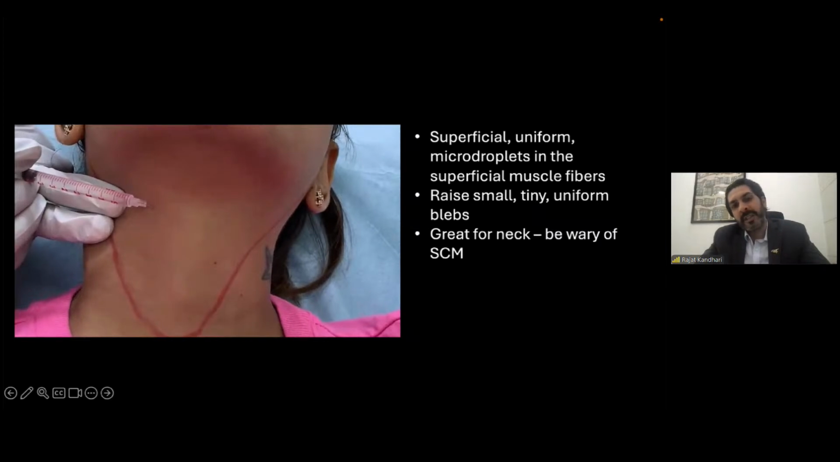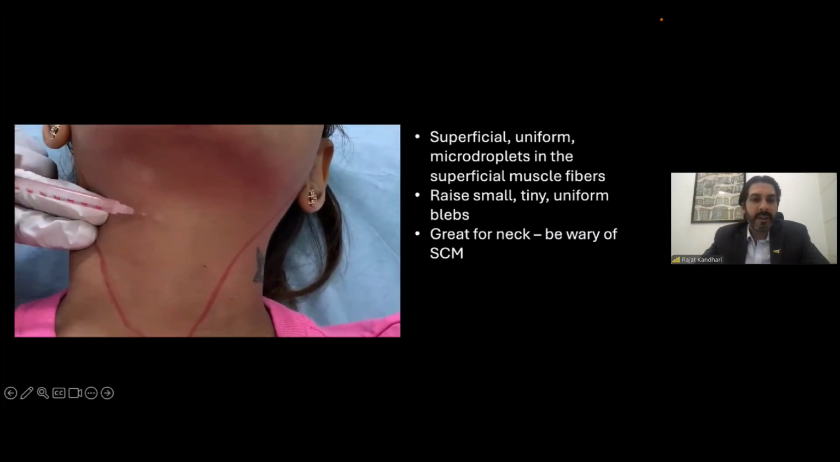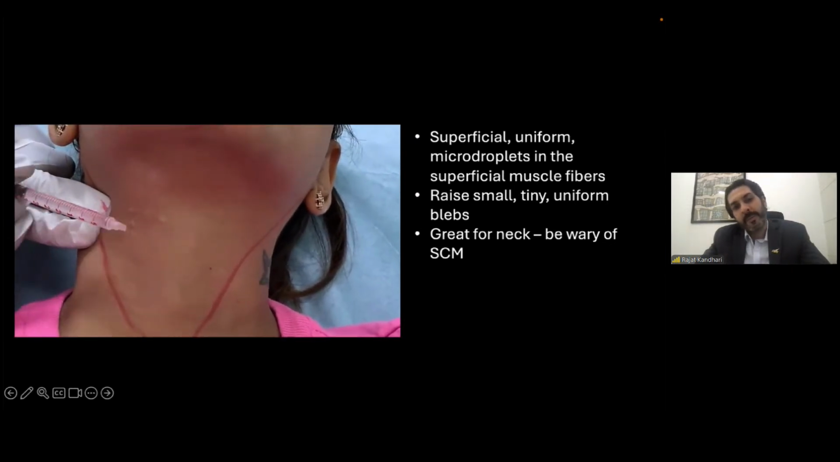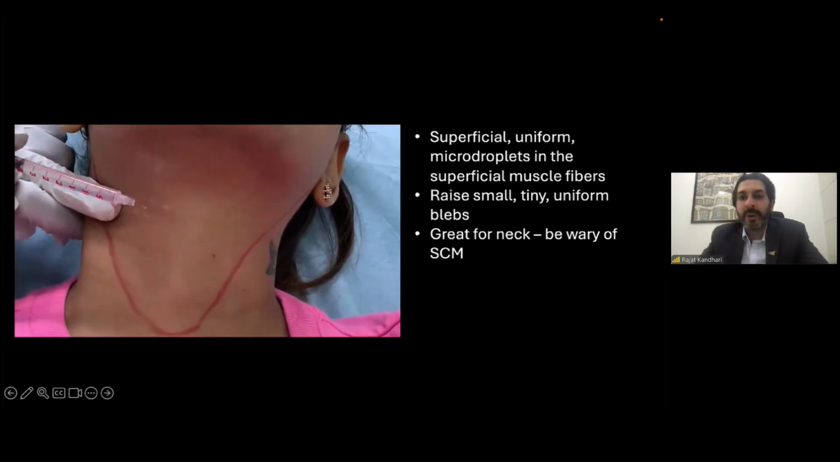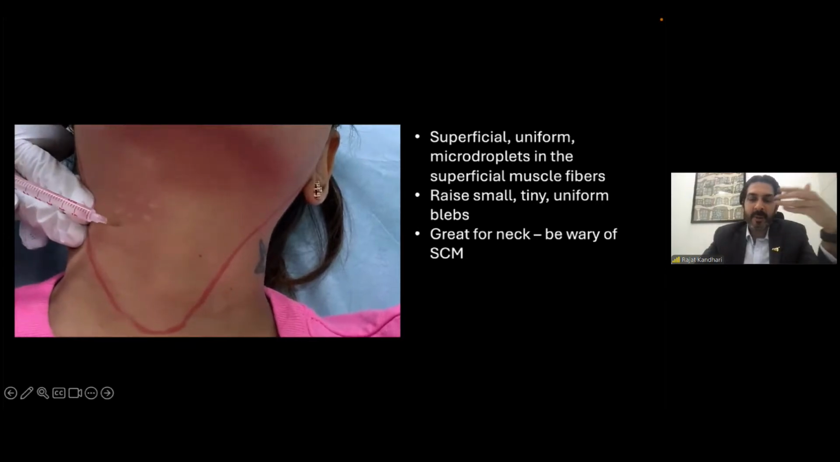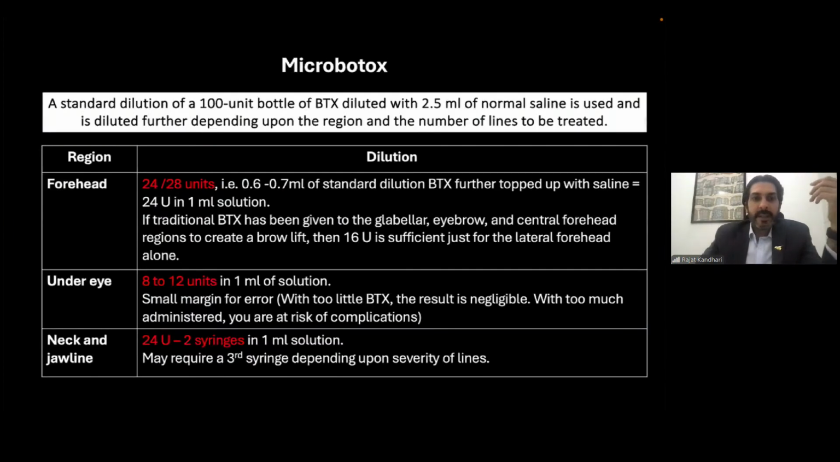Ideally a Luer-Lock syringe, but sometimes challenging to get with a 40 unit marking in India. You always get them with a 100 unit marking. And this is how you go ahead. Superficial uniform micro droplets in the superficial muscle fibers so that they don't go deep down into the deeper muscle fibers. But what I meant was using a standard dilution is that you use 2.5 ml of normal saline and dilute it further according to the area that you're treating.